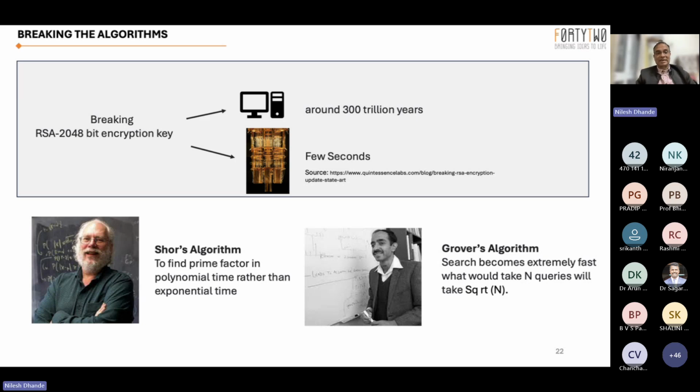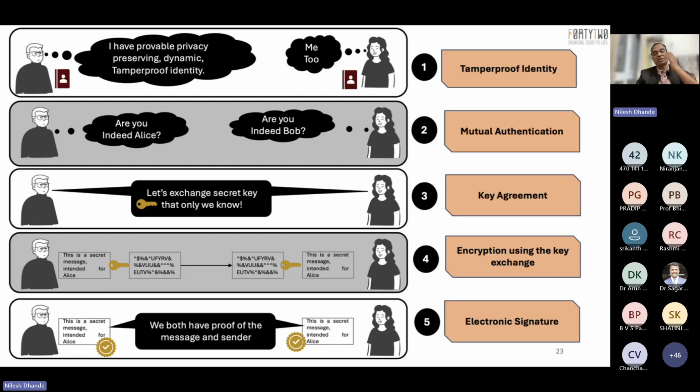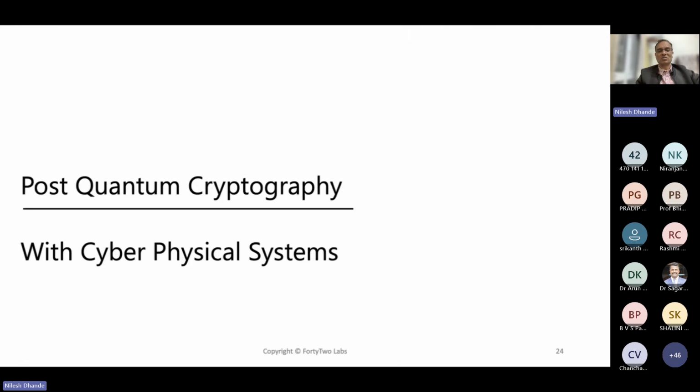So that is the threat that is available. What does it mean? It means that all the things we have developed and discussed earlier, which is identity, authentication, key agreement, encryption, electronic signature, everything is under threat from quantum computers based on these algorithms. But this is not the end of the world, guys. Not the end of the world.